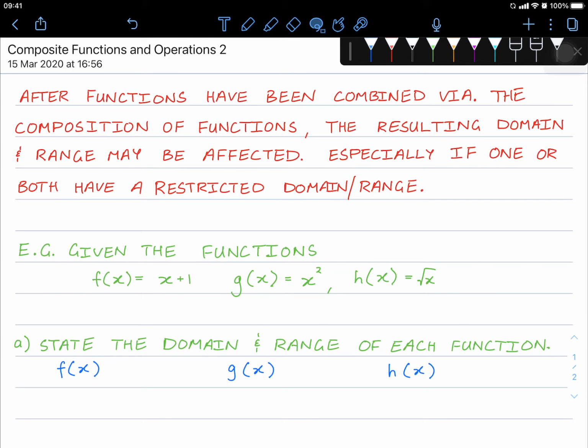Hello class, this is a video tutorial on composite functions and operations, part 2. After functions have been combined via the composition of functions, the resulting domain and range may be affected. This is especially if one or both have a restricted domain or range.